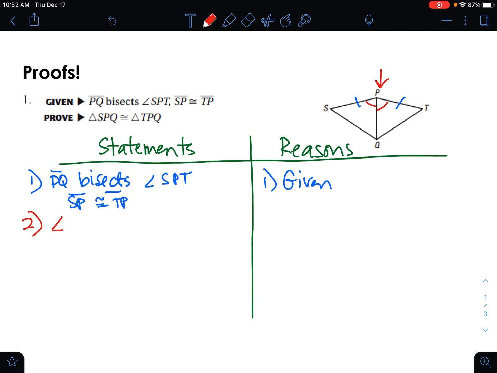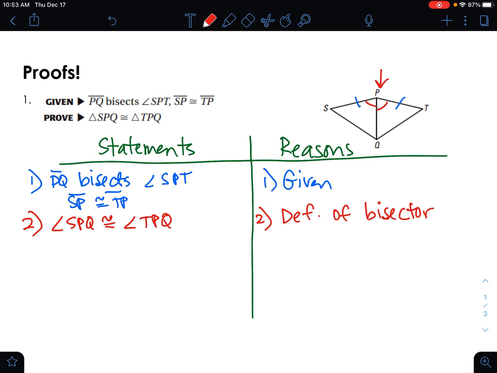So number 2, now I can't just say angle P congruent to angle P because there's 2 of them I want to specify. So the left angle I can call SPQ. Angle SPQ is congruent to angle TPQ. And I am able to mark that because I know what the definition of a bisector is. So this is definition of bisector, or definition of angle bisector. Okay, I'm done with the bisector. I'm done with the other given.